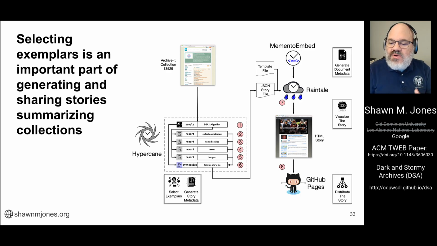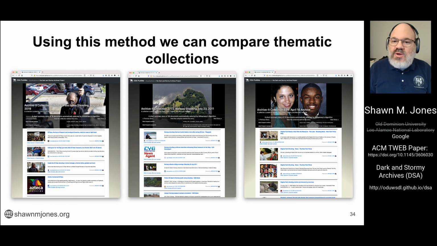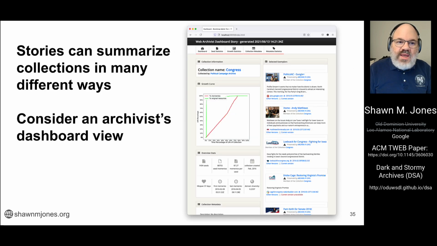We came up with various workflows as well. Once you've selected the exemplars, you can run it through our other tools to produce these particular stories and then share them on platforms like GitHub Pages. And using this method, we can compare thematic collections, like these particular collections about different shootings that occurred in different places in the world. And also, don't just think about what I've showed you so far in terms of examples. Stories can summarize collections in many different ways.